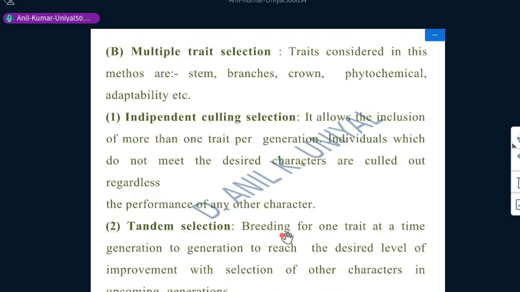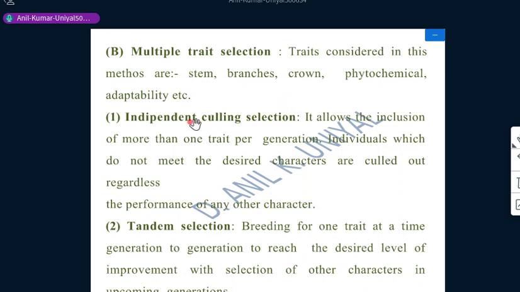Then we have the second category after single tree selection: multiple trait selection. The traits considered in this method are stem, branch, crown, phytochemical status, adaptability, etc. Sometimes two or sometimes three of these characters are considered at one time. Under multiple trait selection, any two, three, or sometimes all of these could be considered for selection.